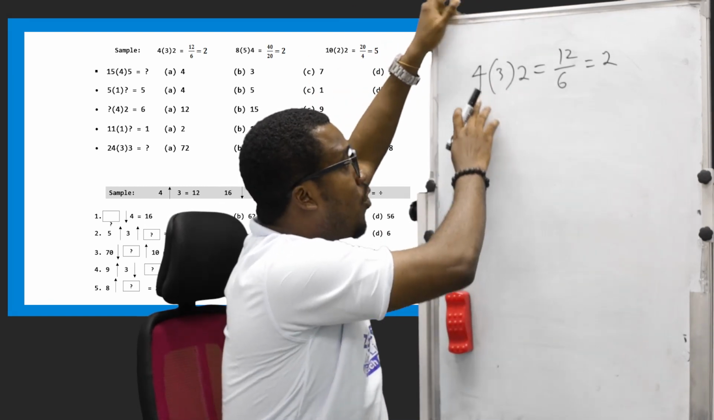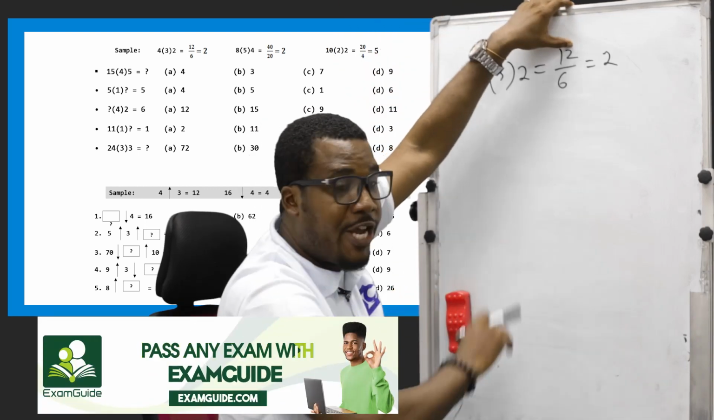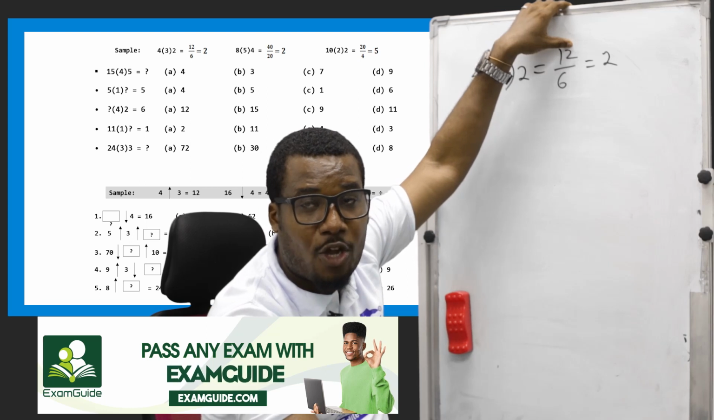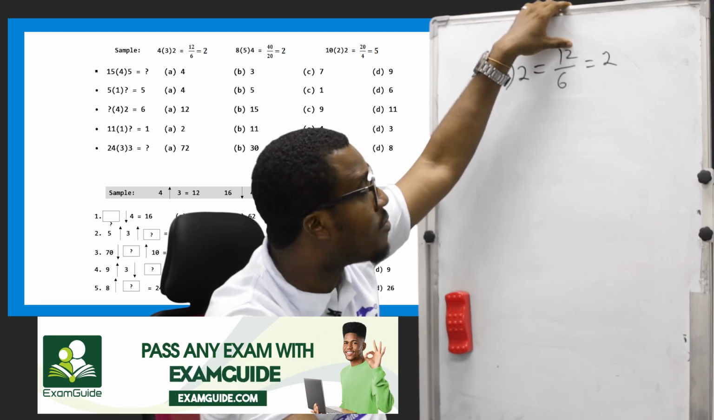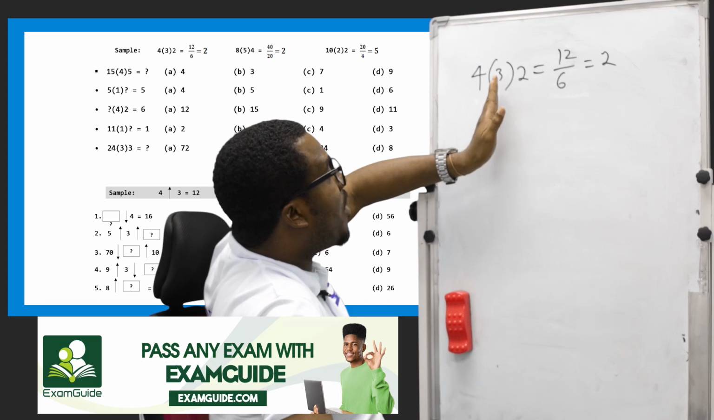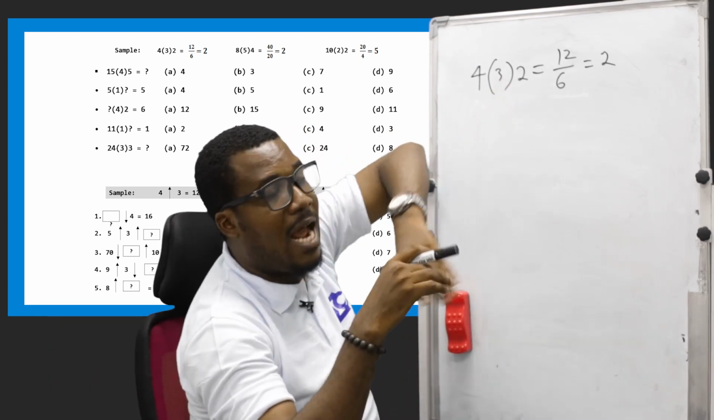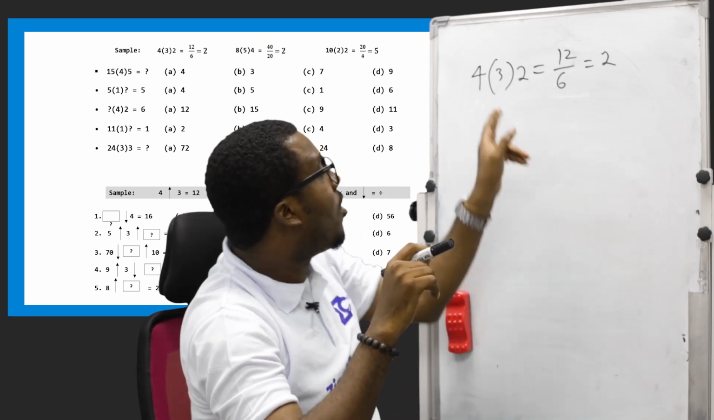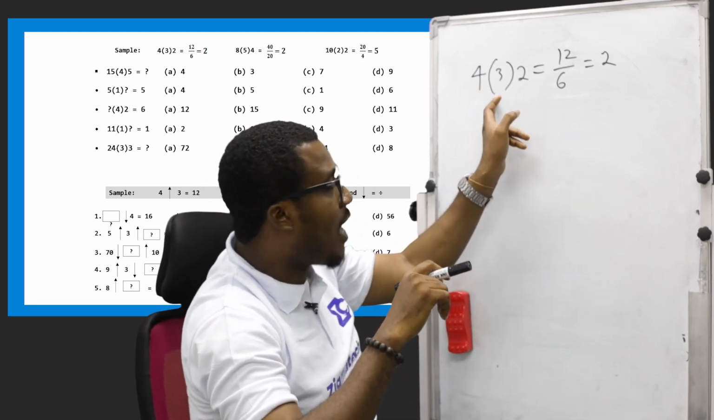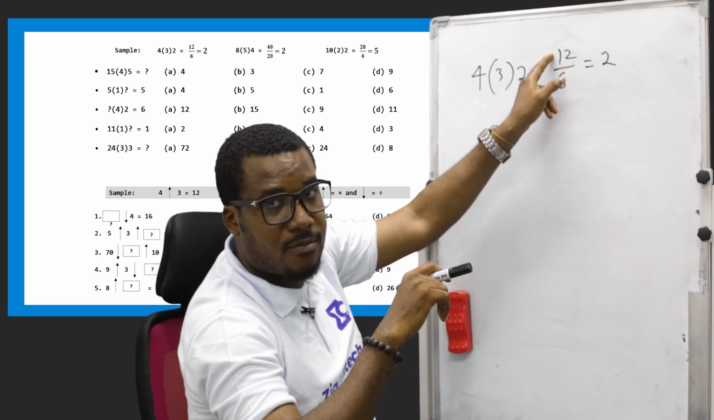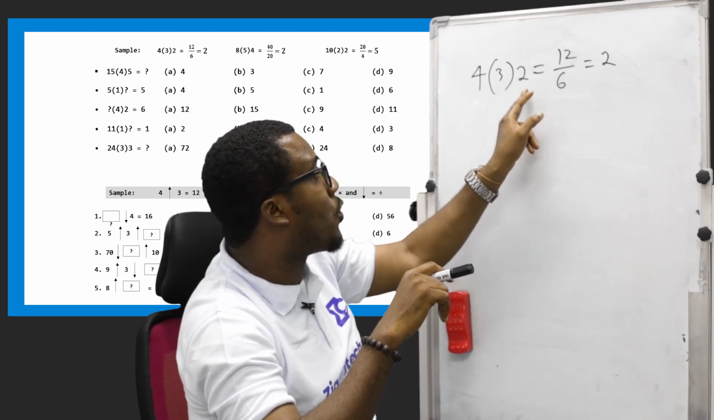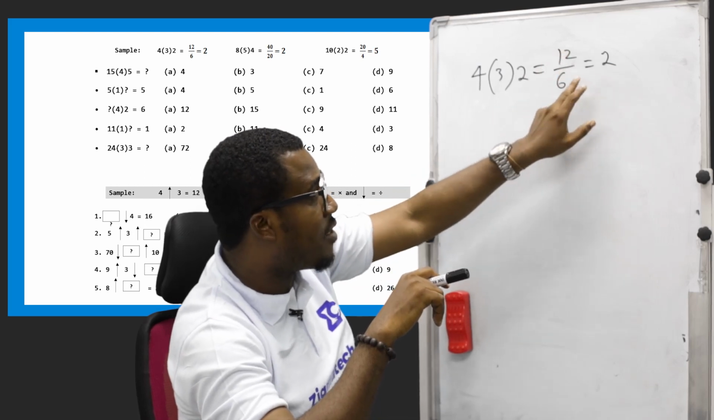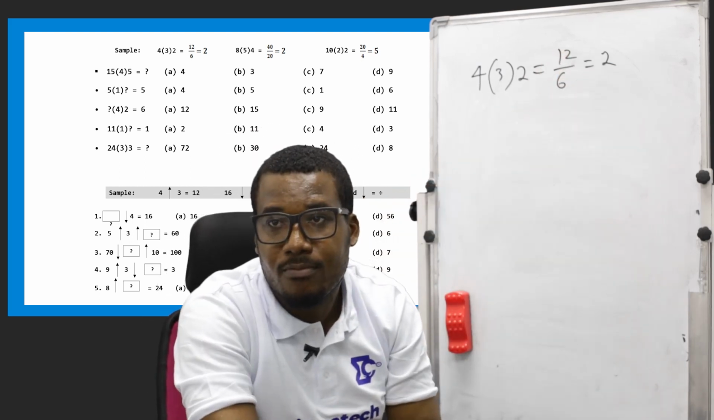So the middle number times the one from the left-hand side becomes, in mathematics, what we call the numerator. The fraction that is upstairs is called the numerator. Then the middle man will multiply with the man at the right to form the denominator. What do I mean? 3 times 4 or 4 times 3 will give you 12. 3 times 2 or 2 times 3 will give you 6. Hence, 12 divided by 6 gives you 2.